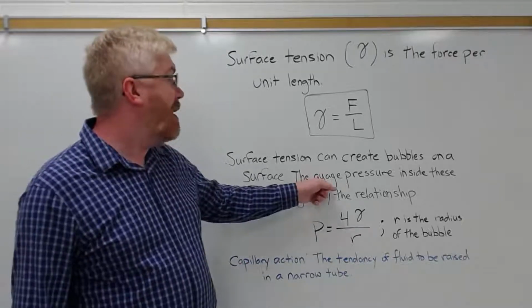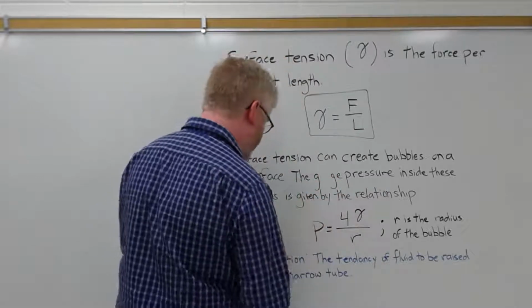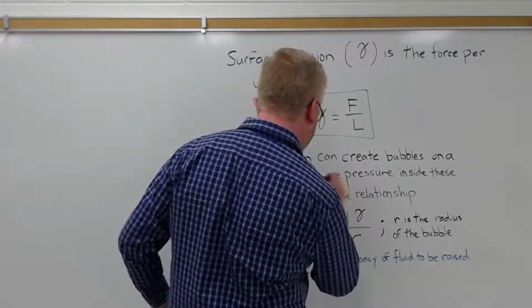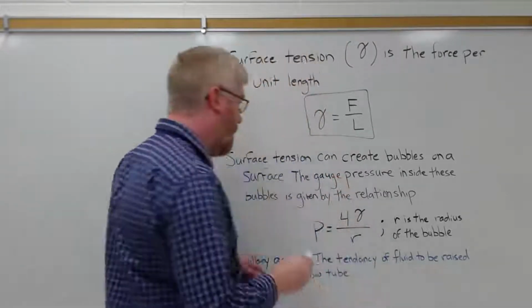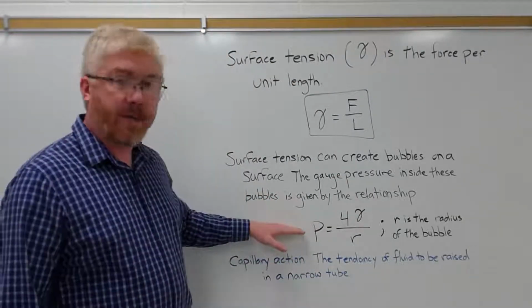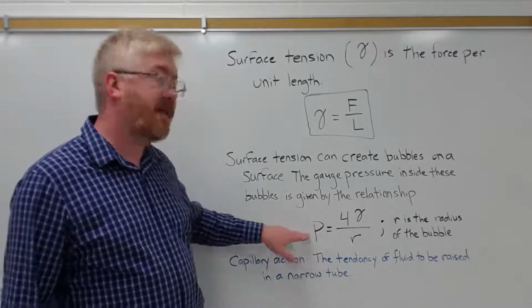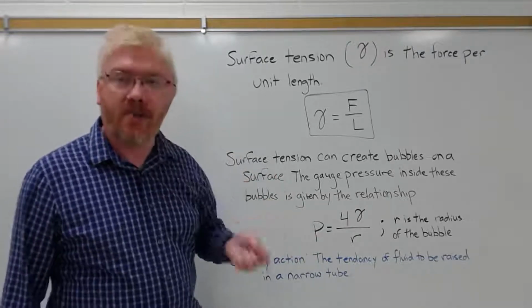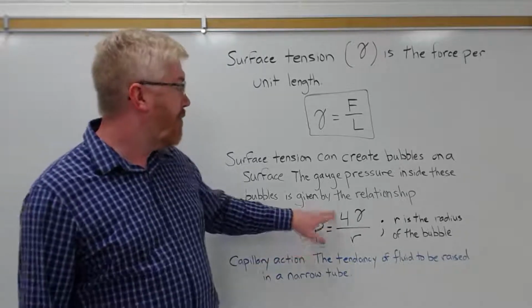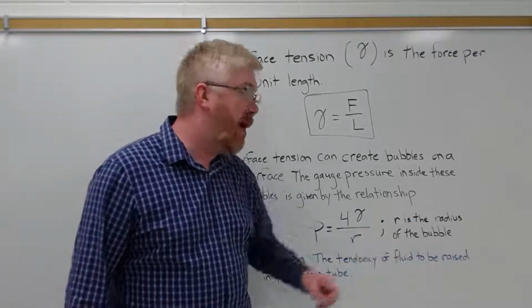Inside that bubble, there's some pressure. We can look at the gauge pressure inside these bubbles from the following relationship. So your book describes the gauge pressure inside a bubble, so this is the pressure above atmospheric pressure, as equal to 4 times the surface tension over R, where R is the radius of the bubble.